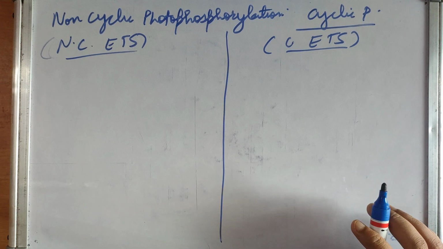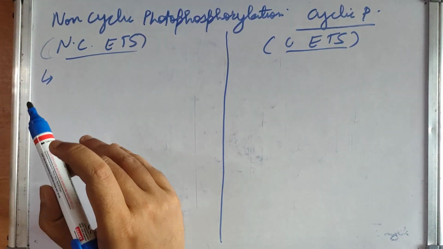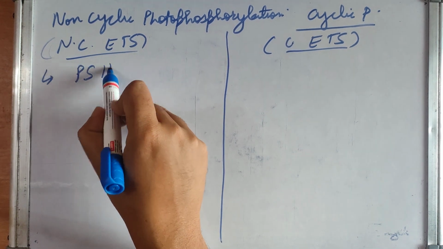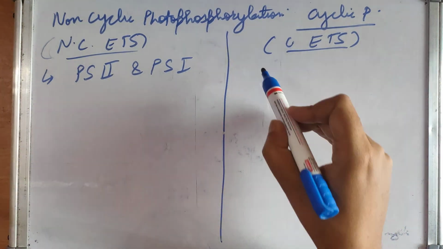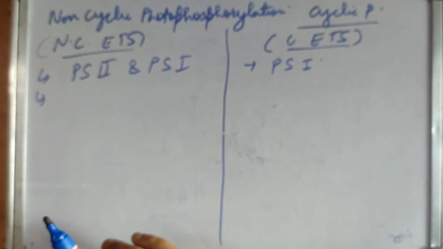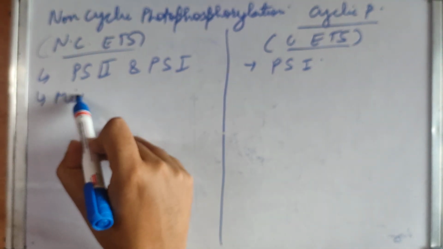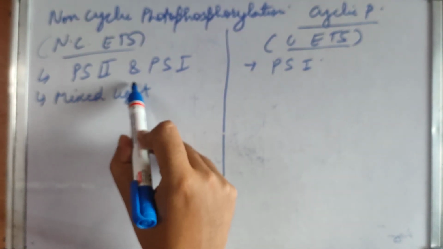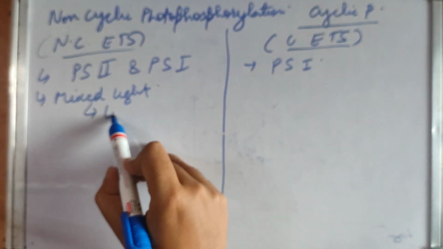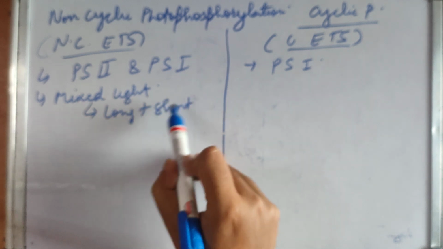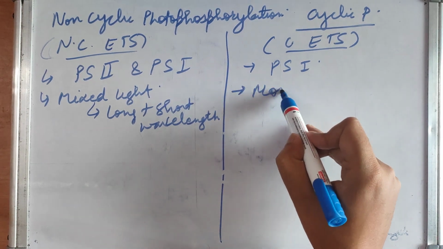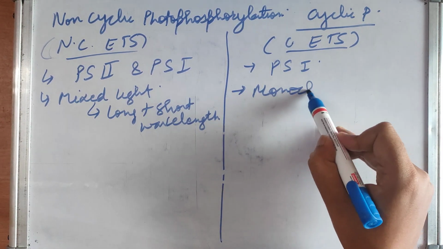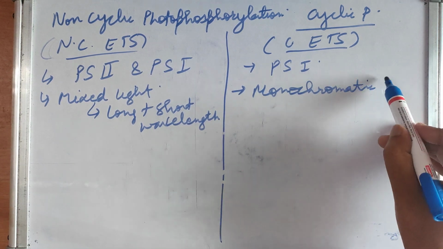So what are the differences between the two? Non-cyclic is dependent on both PS2 and PS1, whereas cyclic ETS is dependent only on PS1. There is no role of PS2 here. In non-cyclic, mixed light is required, that is long plus short wavelength. In cyclic, monochromatic light of longer wavelengths is required.